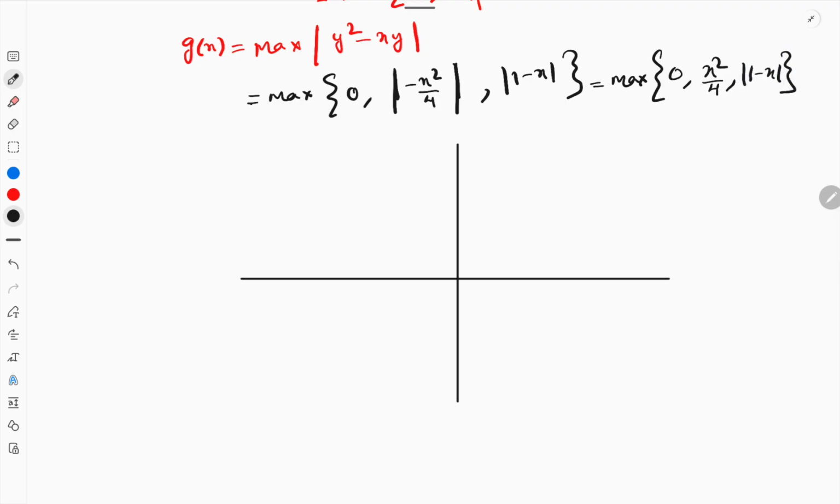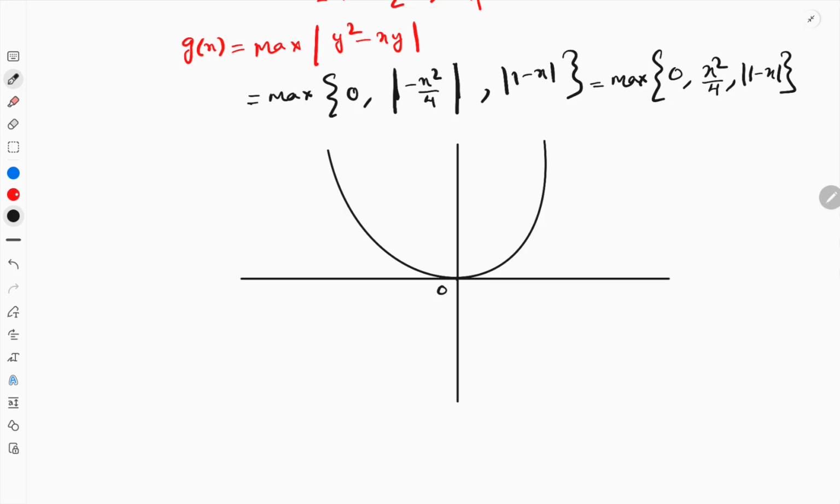We don't know whether x is positive, or more than 1, or less than 1. If you draw the graphs of these three, the first one is a parabola, open upward, which intersects the x-axis at 0.